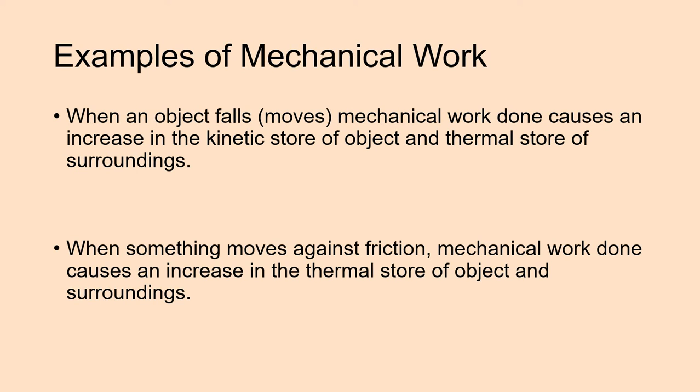Some examples of mechanical work done are shown here. When an object falls or moves, mechanical work done causes an increase in the kinetic store of the object and the thermal store of the surroundings. When something moves against friction, like the wheels of your bike on a path, mechanical work done causes an increase of both the thermal store of the object and the surroundings.